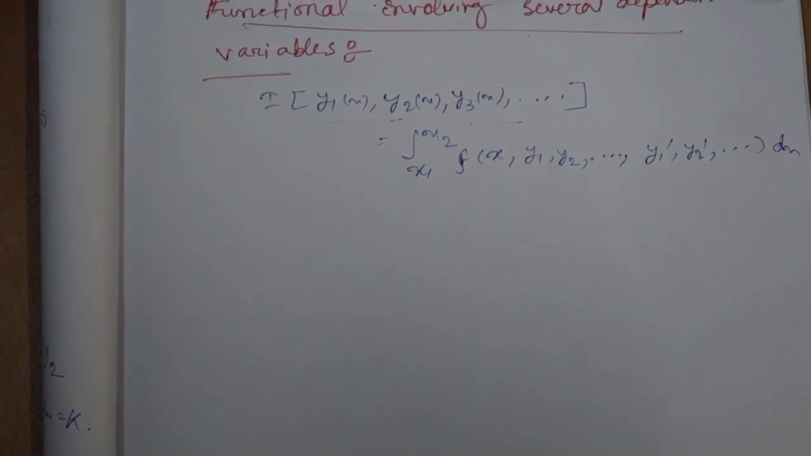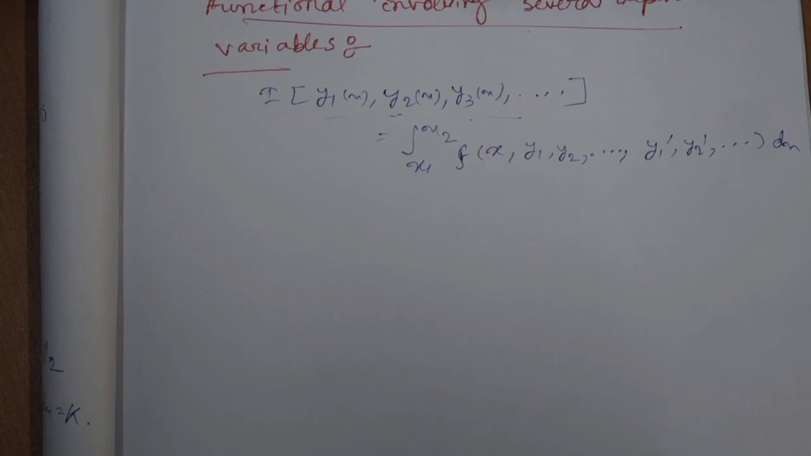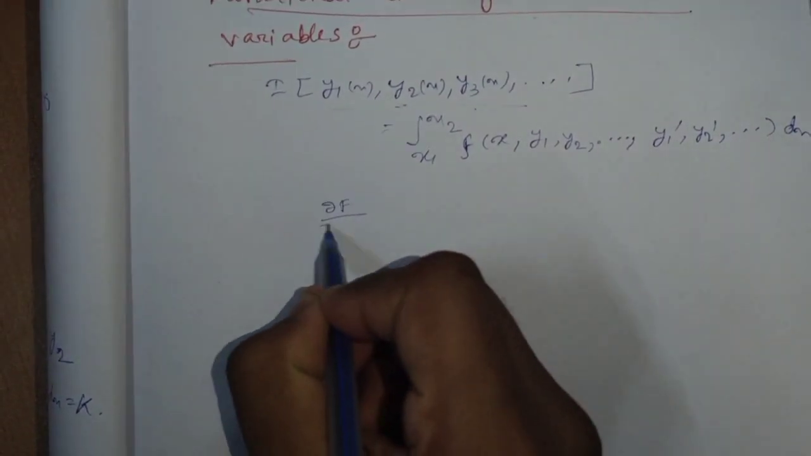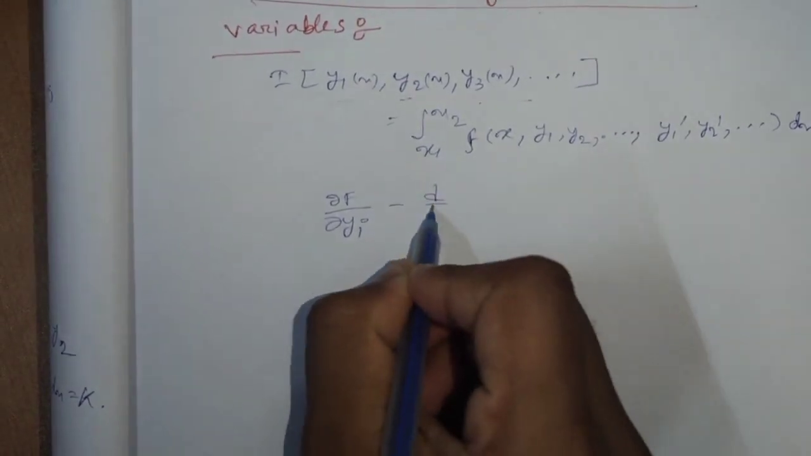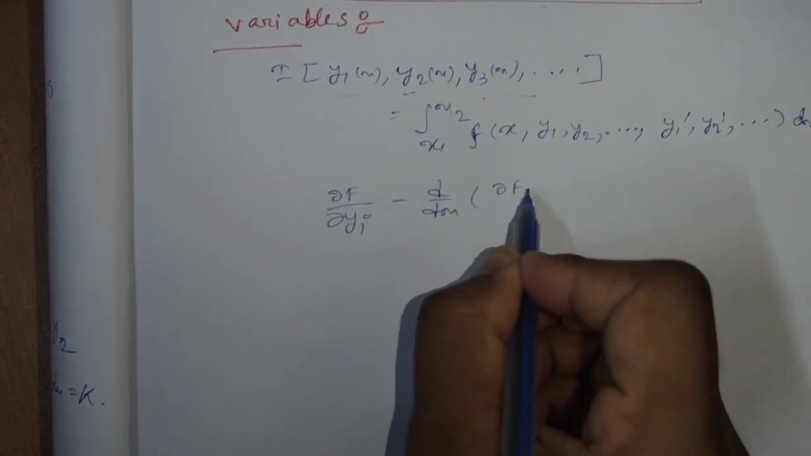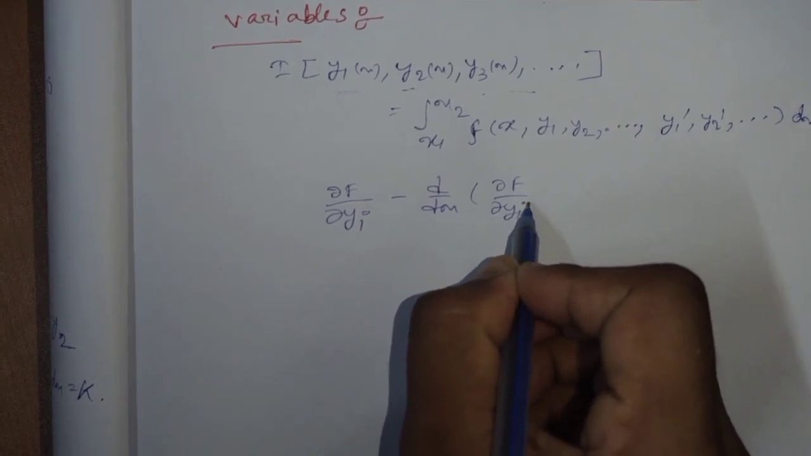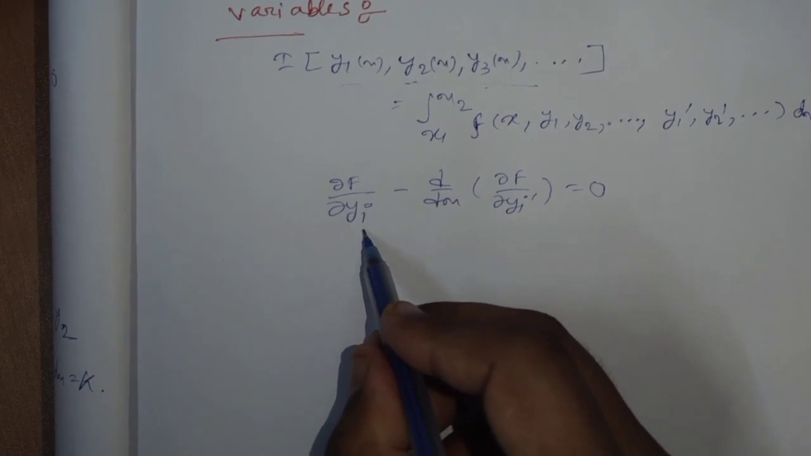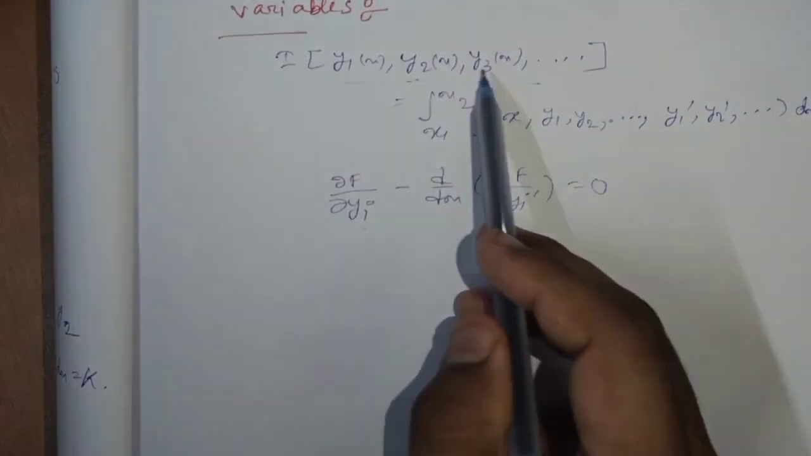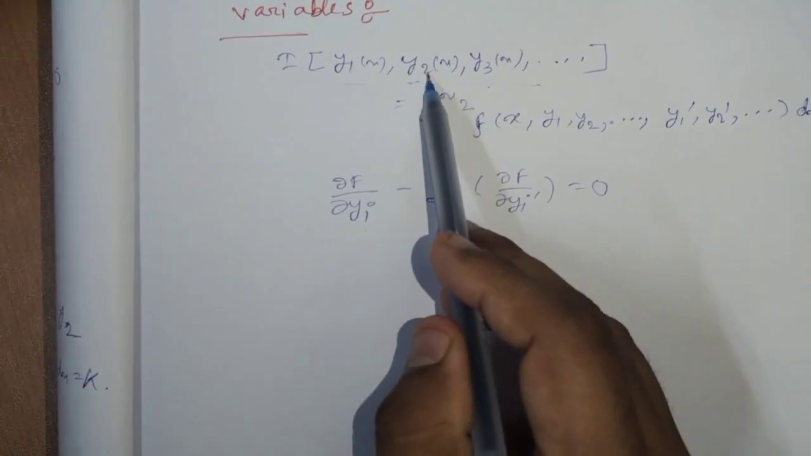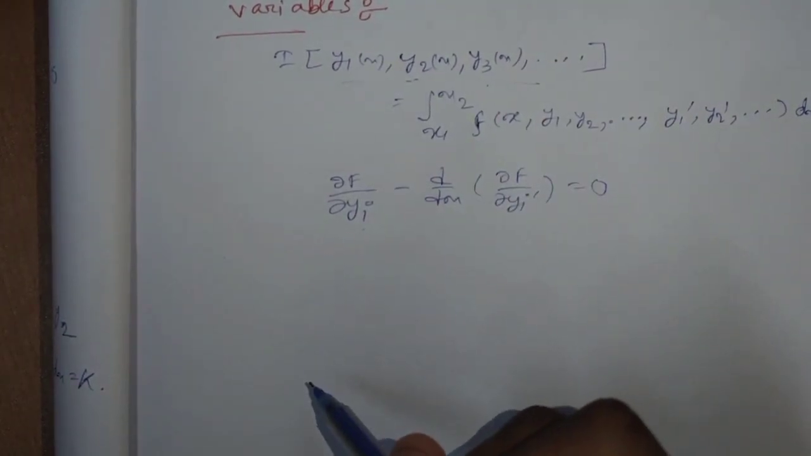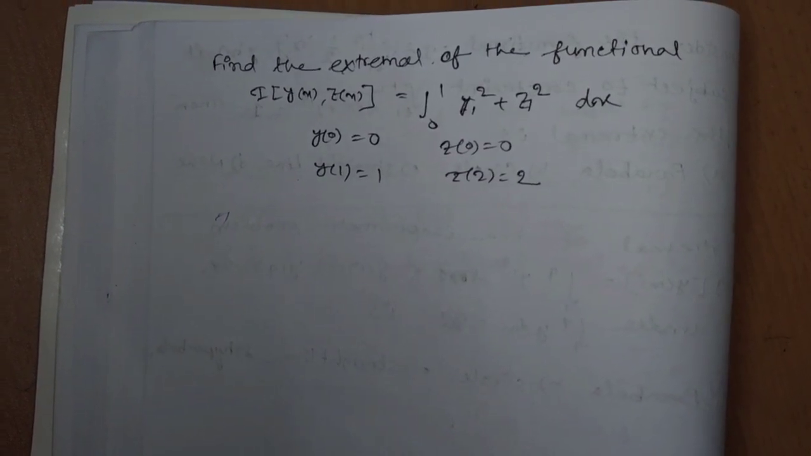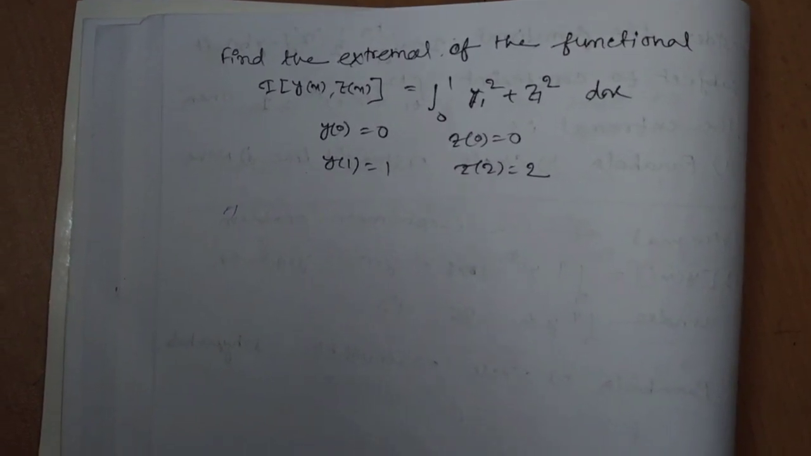We have to use Euler equation for each variable. That is, we have to use this equation: del f by del yi minus d dx of del f by del yi dash equal to 0. And what is i? i is 1, 2, 3, 4. That is, we have to use Euler equation for each variable. Now see an example for this type of problem.